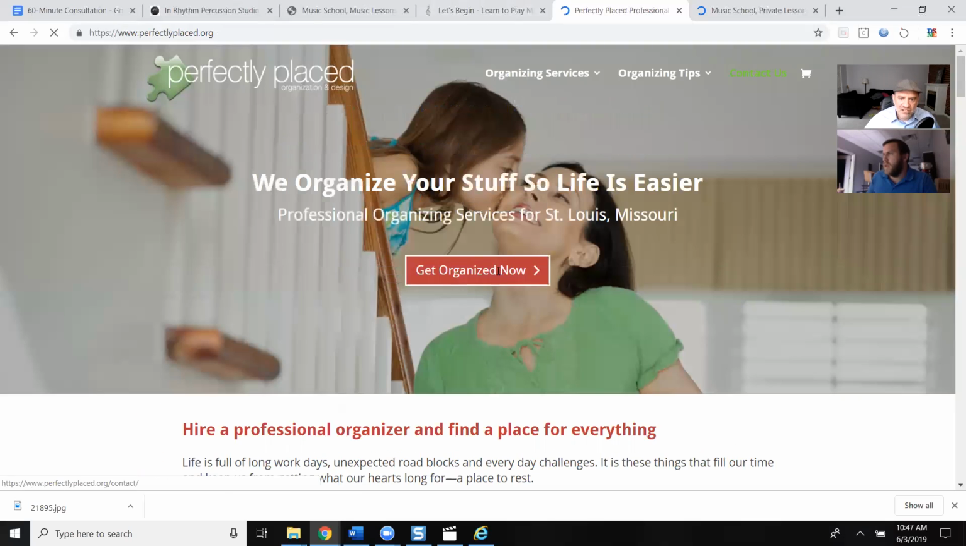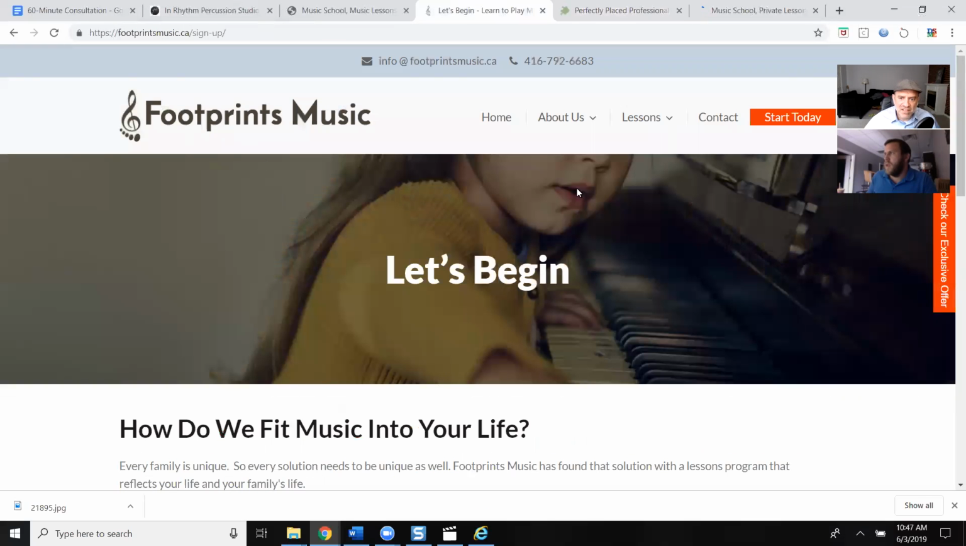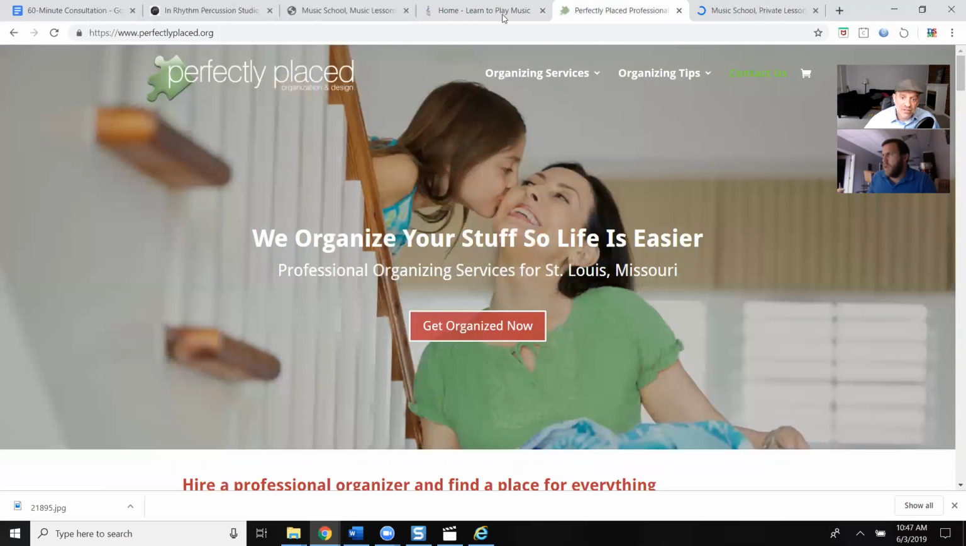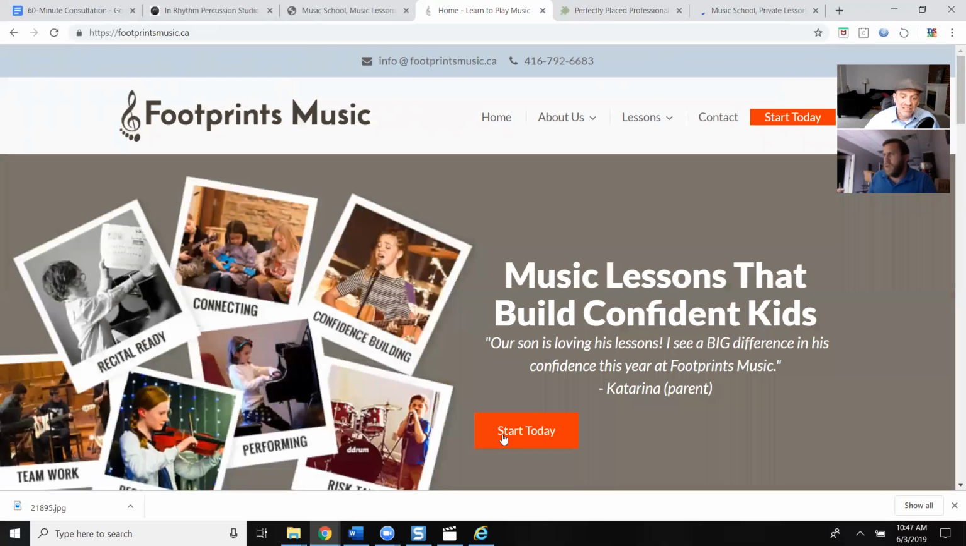Yeah, so hers is get organized now. His is start today. Danny's is get started. Okay, I think this one's really good. Start today. It's like, well, I'm thinking about it, just kind of researching music lessons for my kid. But you're telling me you're going to build my kid's confidence? I can't delay that. I want my kid to start feeling confident today.